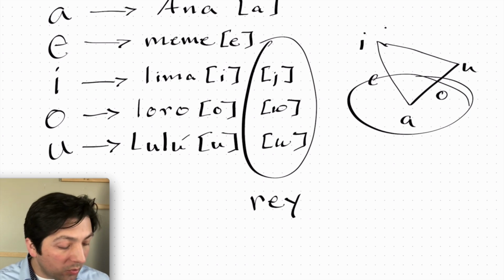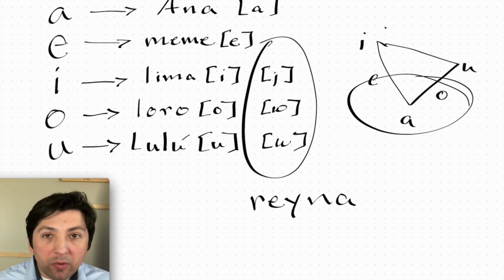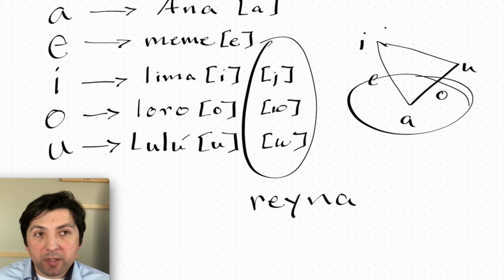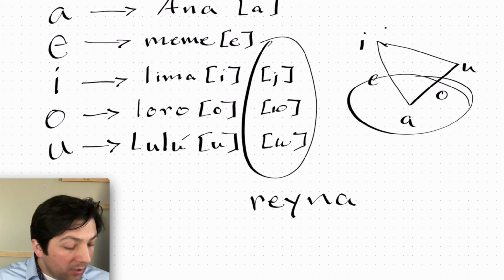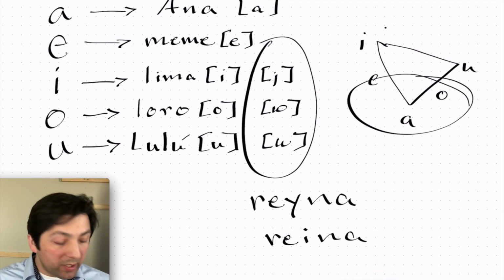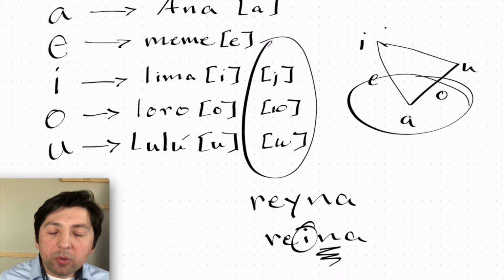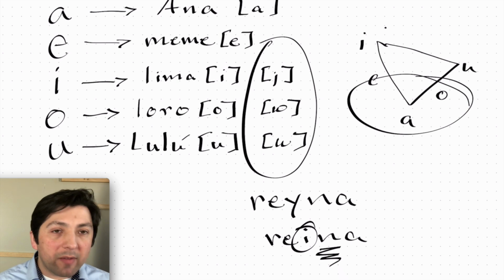Now, some people are tempted to spell queen this way, reina. And you've probably seen people spell their names this way. I don't know why. But the modern spelling is this way. And the reason why is because it's not final position and it's next to a consonant. So usually, if it's next to a consonant, you cannot have a Y.